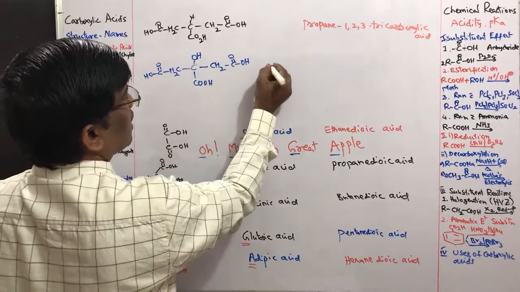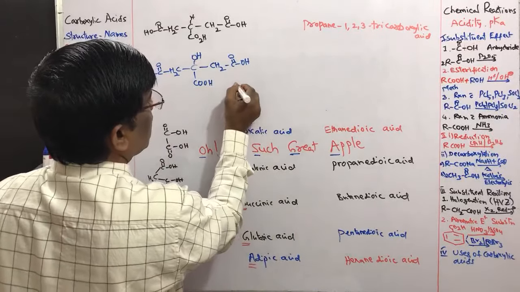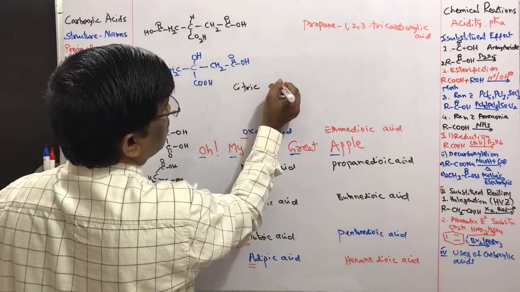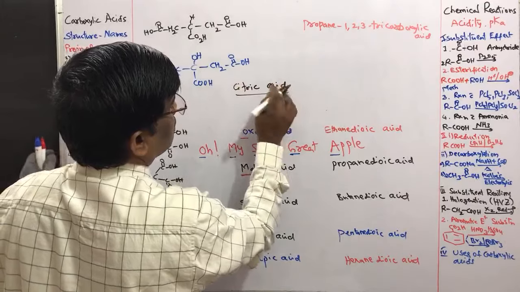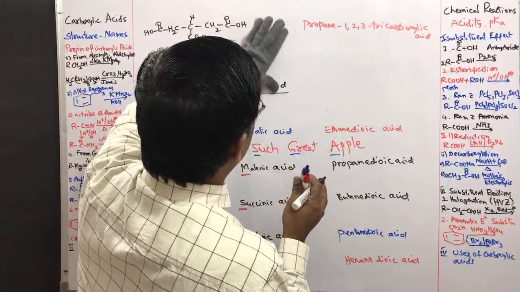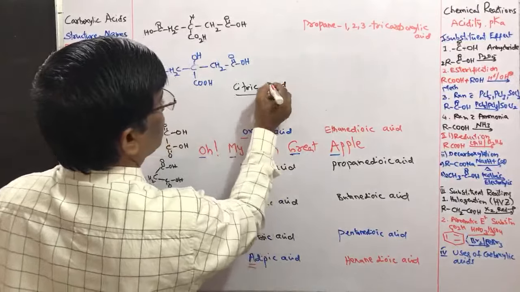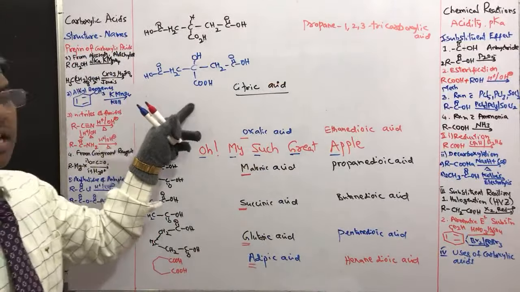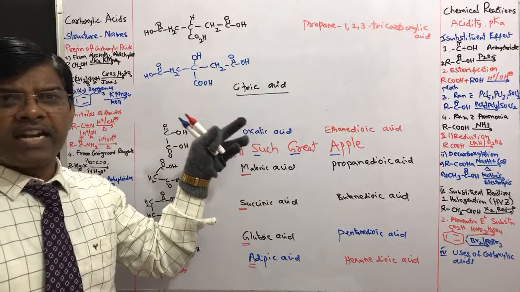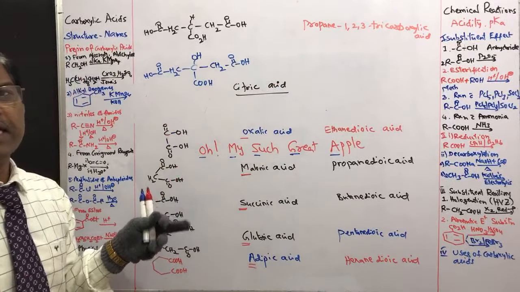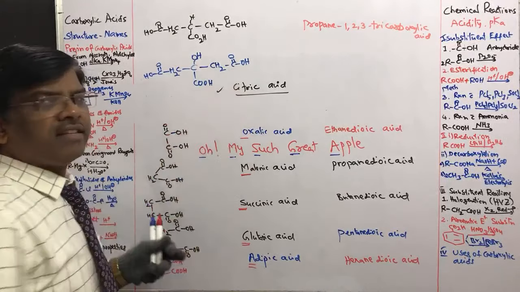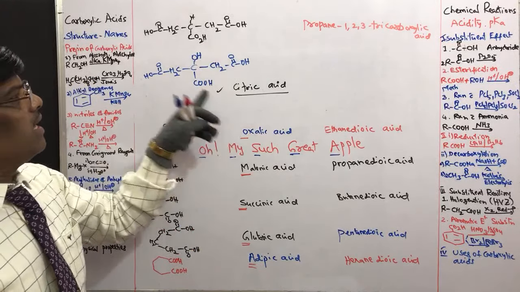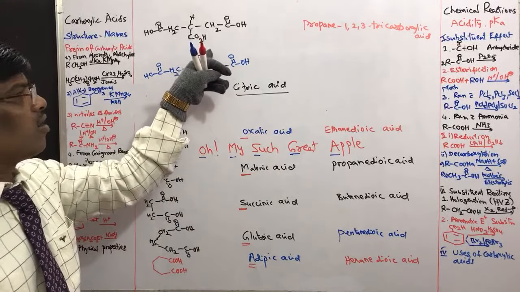It is citric acid. What is the common name? Citric acid is found in citrus fruits. Yes, students. So citric acid is commonly used as a food additive. But the question will come like this: what is vinegar? Is it citric acid or acetic acid? Vinegar stands for acetic acid. So citric acid is a tricarboxylic acid having a hydroxy group.